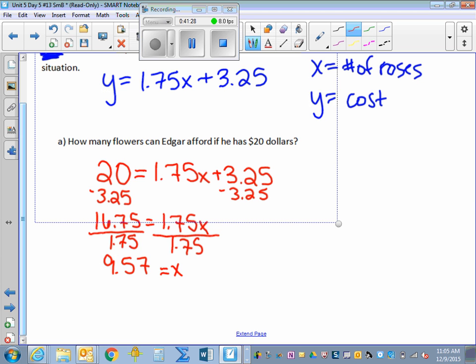Now it says how many flowers can Edgar afford? Can we buy 0.57 of a rose? No, we don't buy 0.57 of the rose. So how many can he afford? Only 9. He doesn't have enough money for 10. So make sure you're reading the problem to take into consideration the context. It's not just 9.57. It says how many flowers can he afford? He can't afford the 10th flower, so he can only afford 9 roses.